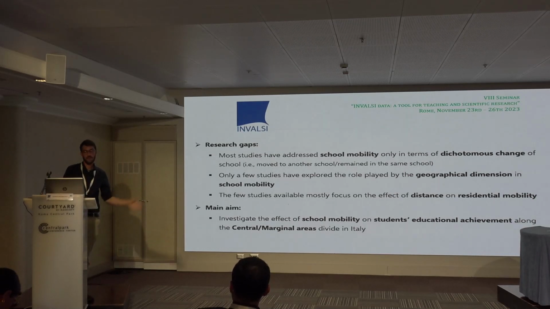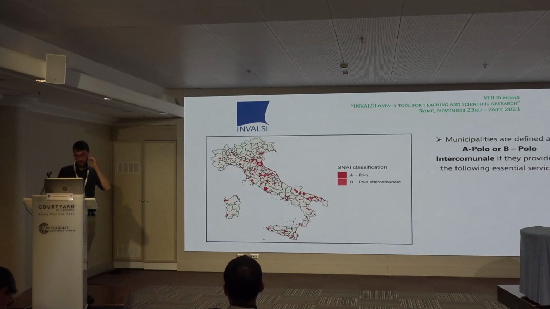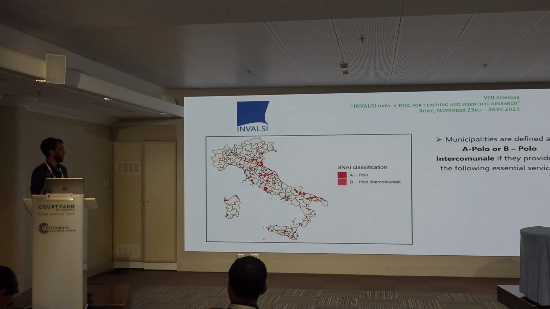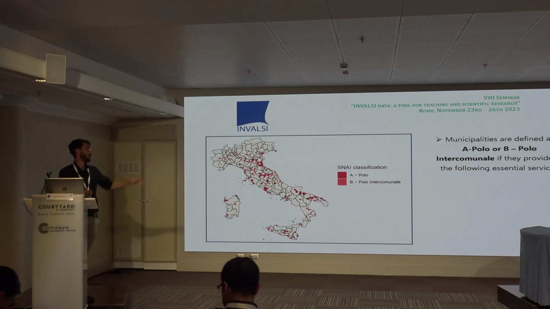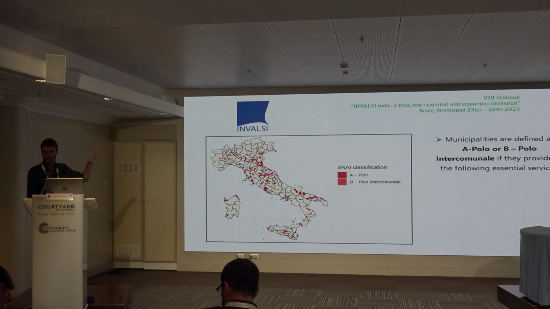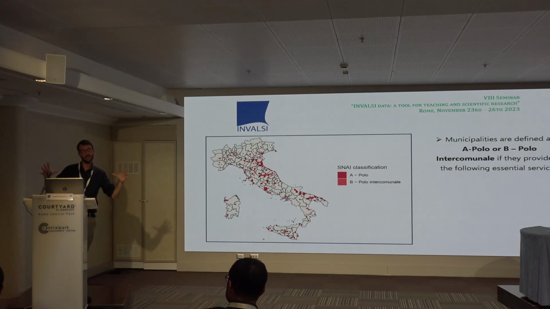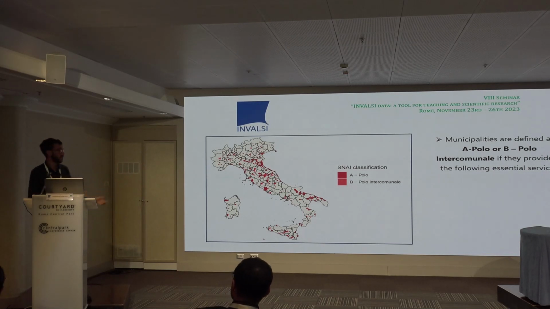Before starting with the research questions and the methods, I want to present the classification that we use to distinguish between central and marginal areas in Italy. We make reference to the Strategia Nazionale per le Aree Interne, a strategy defined by the Italian Ministry of Cohesion in 2014, which divides the municipalities in the Italian territory into groups, so inner and central areas, that we label marginal and central areas.